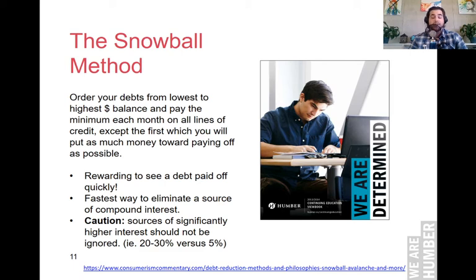So if you have a credit card balance of $10,000 with 20 to 30% interest on it, and you're trying to pay off something with $9,000 with a 5% interest rate on it, it's not significant enough that you should ignore the 20 to 30% interest that's going to build over time.